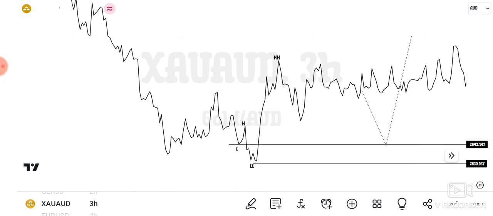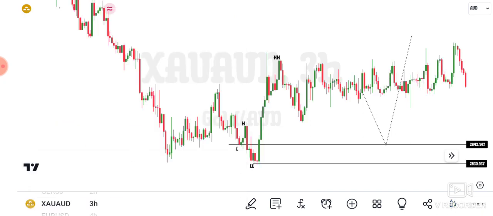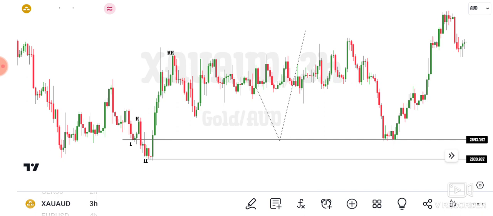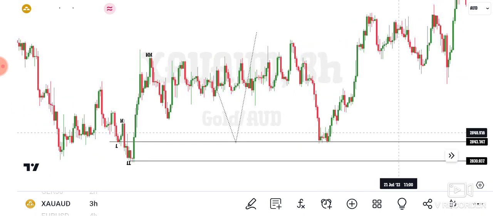This is what we expect. I will turn this one to a line chart, no, a candlestick. Okay, this is it. Then you can look at it. You can see very well it took the inner QML, not the main one.